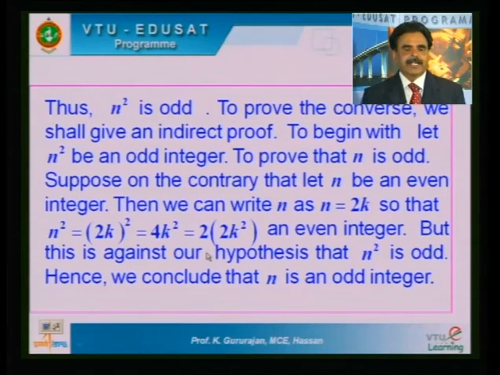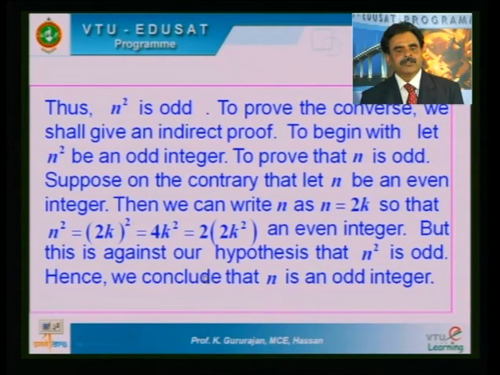So here we have given an indirect proof. So remember what is meant by indirect proof: assume a wrong assumption relative to the hypothesis and try to arrive at a contradiction, the same way I did here. Assuming that n is even, n square comes out to be an even number, but the hypothesis is that n square is odd.